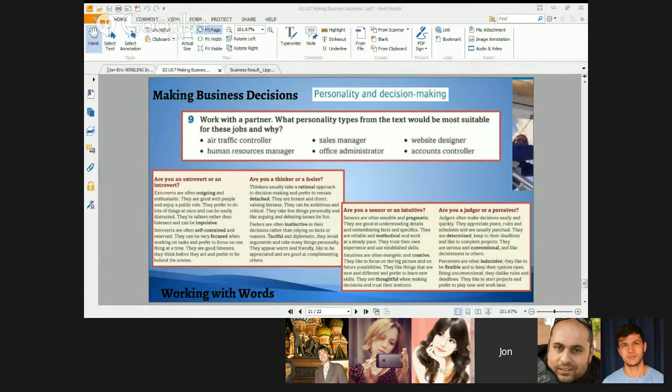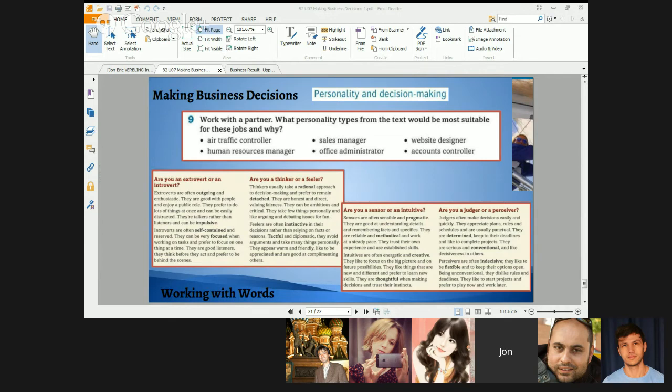Yuki, which one would you like to do out of that list on number 9? Air traffic controller, sales manager, website designer. Maybe I'd like to be a salesman. No, I'd like to be a human resources manager, because I struggled with them when I got the job. Yes, they're notorious. Okay, so you're going to talk about the personality type. You're going to have to give a fair assessment of the personality type of the human resources manager.